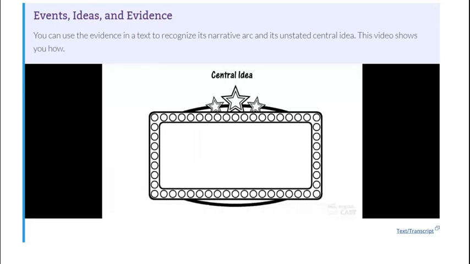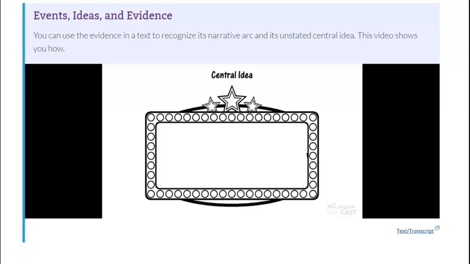Why is it important to understand the narrative arc? Analyzing the components of the narrative arc helps us determine the work's central idea. A central idea is the overall main idea or message in a text. Sometimes authors will state outright the central idea of their work. Other times, they let their stories speak for themselves, and you must work to uncover the central idea. You might have to draw conclusions and make inferences about the plot to understand the central idea.